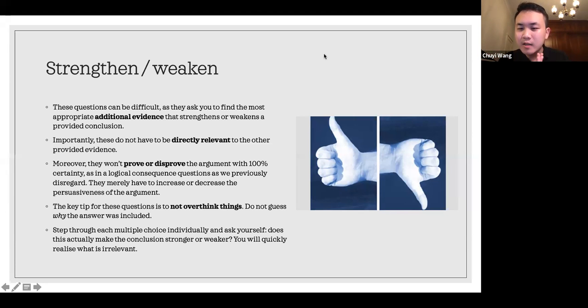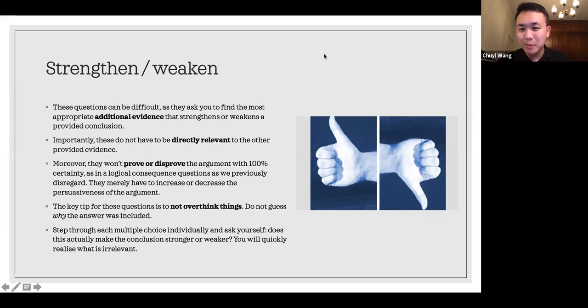Put up your hand if you've done a little bit of debating here as well and you know kind of what I mean by making things more persuasive. Basically, you need to find the answer that makes what they're saying more convincing. What makes it more convincing? Now, the important thing is, and we're going to see this in the question, the multiple choice answers don't have to be directly relevant to what the person has said.